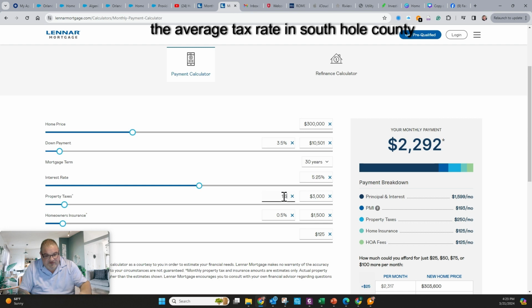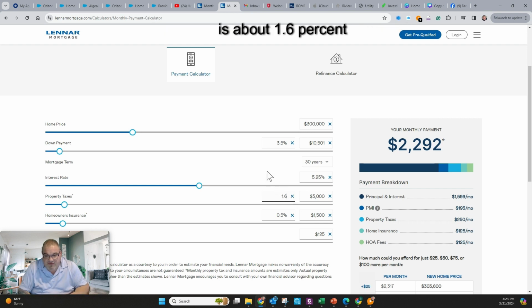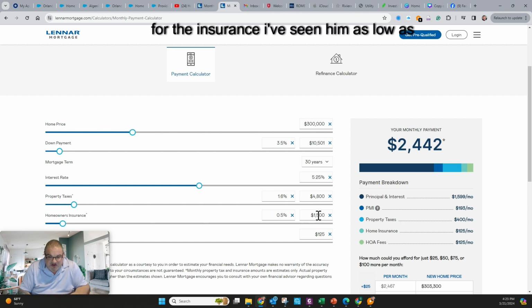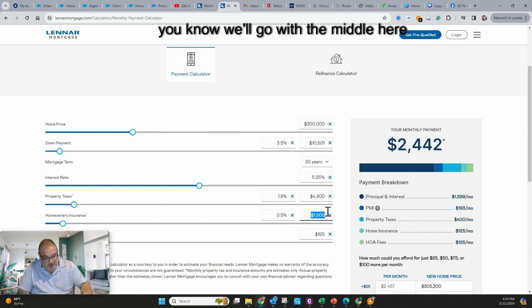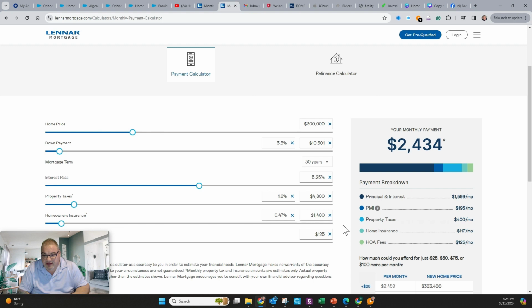The average tax rate in South Polk County is about 1.6%. I would say that's a pretty decent rate there. Now for the insurance, I've seen them as low as $1,200, and I've seen them at $1,500. So it just really depends. We'll go with the middle here. We'll go $1,400. Why not?